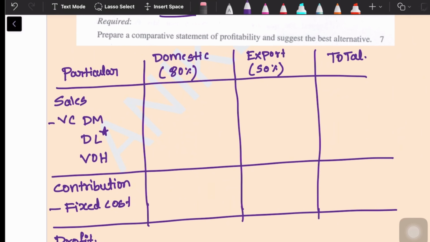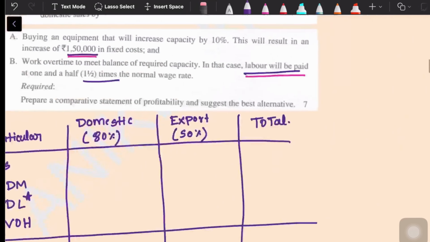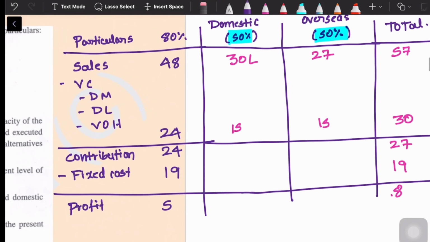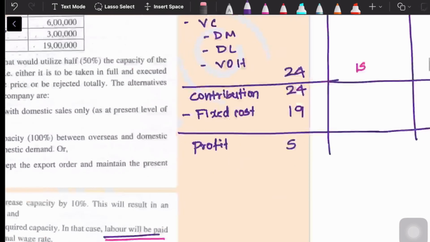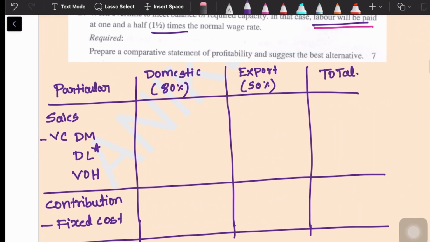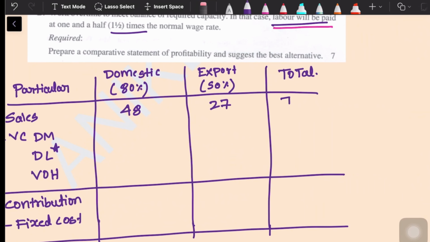So here is the statement format for the third option. So sales, I can refer the first table and take this value. At 80% I was making 48 lakh sales, and at 50% I am making overseas 27 lakh sales. So both of this I can consider it here in the sales column, 48 and 27. So my total sales will be 75.